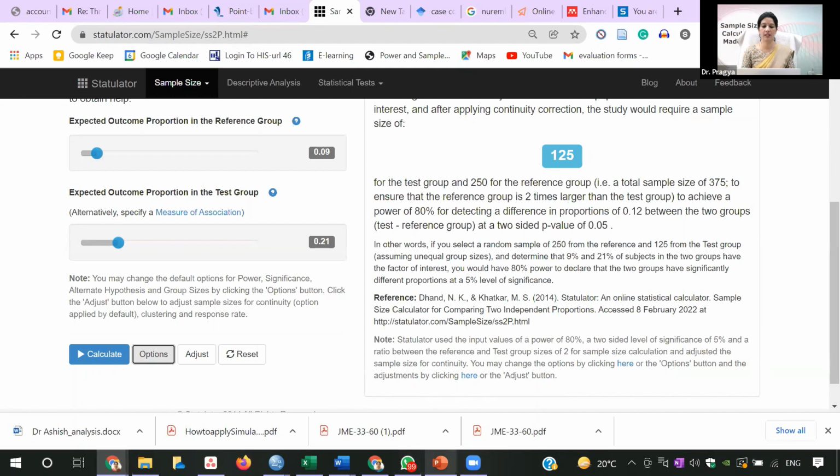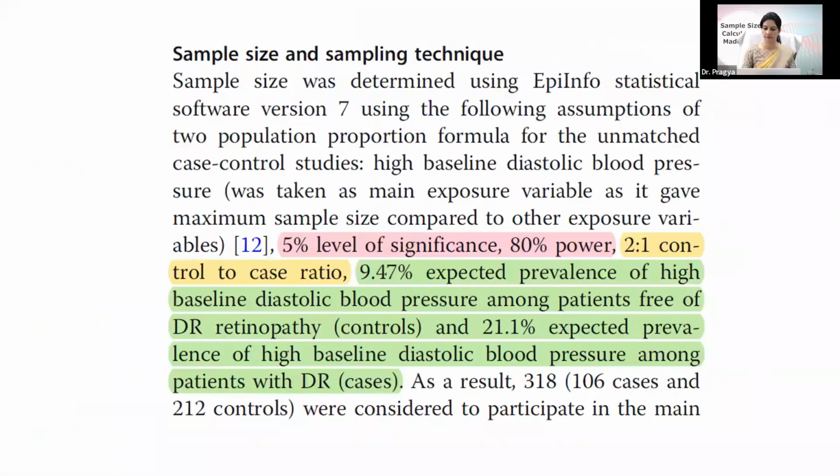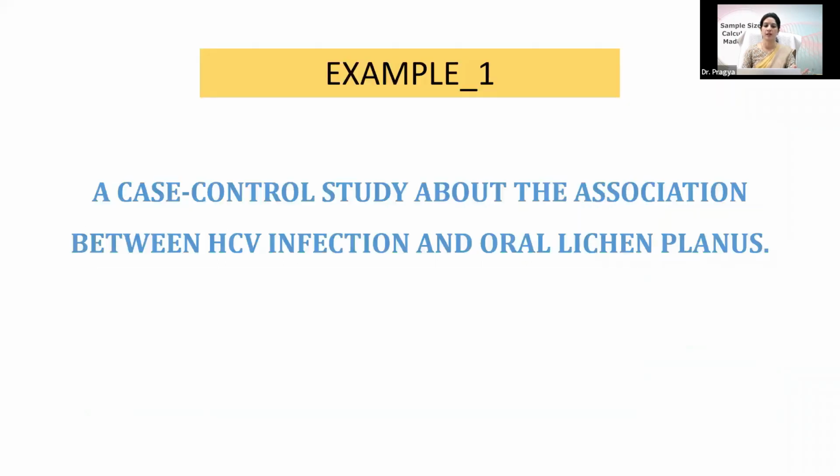Now we'll see another example when you have one proportion and one odds ratio. So this was the one: two-sided, adjustment for continuity correction, 10%, 21%. I have written all these inputs in tabular format so that it is easy for you to enter them into the calculator.